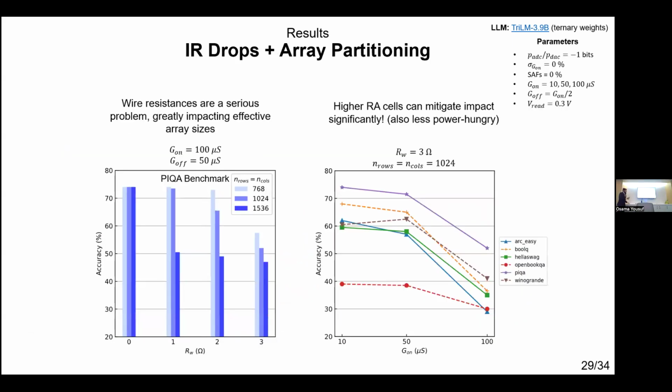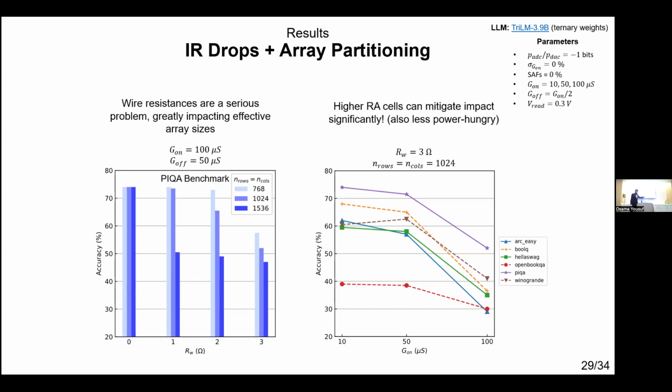Okay, so next I want to quickly present the array partitioning and the IR drops I talked about. So this is just now for the PIQA dataset, this plot to the left. What we're doing is these bar plots are grouped by increasing wire resistances. And then within each group, we have, going from left to right, larger crossbars. What we're seeing is that if you have wire resistances that are even just 3 ohms, and this is a small number, but there is a point if you have large crossbars, for example, this darkest bar here, 1536 by 1536 crossbars, can't really attain any good performance at all.